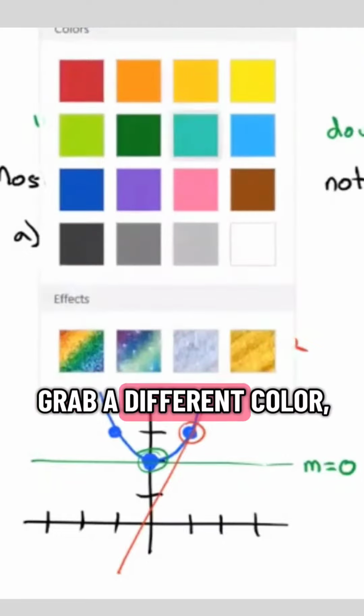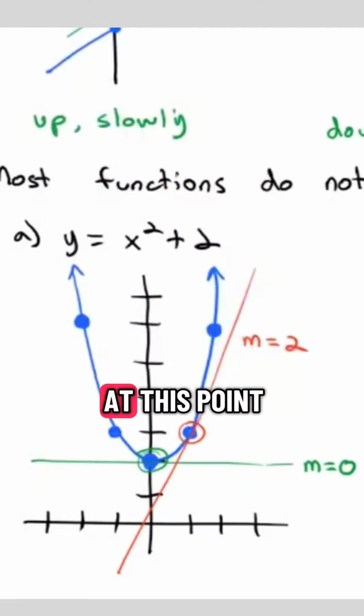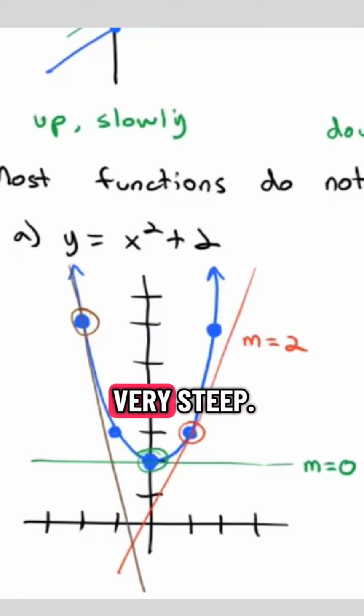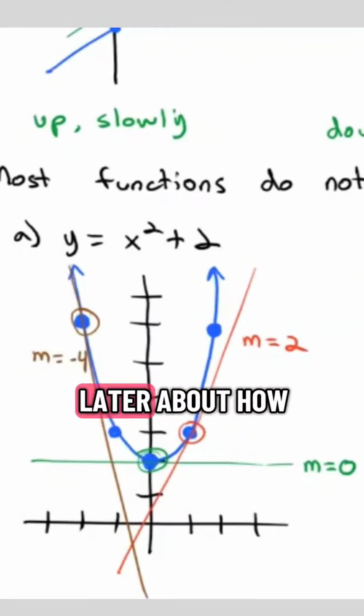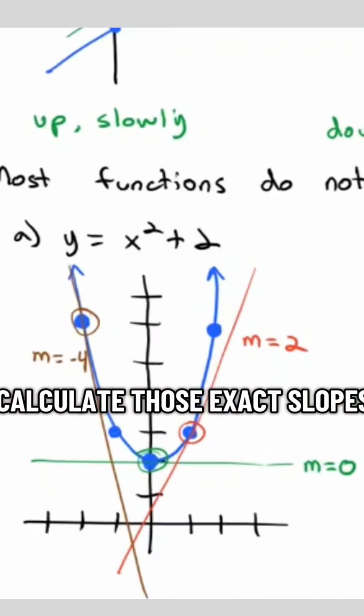If I could grab a different color, we could look at the point at negative 1 or negative 2. Looking at the point at negative 2, we see it's very, very steep. In fact, the slope there is going to be negative 4. And we'll talk later about how we can actually calculate those exact slopes.